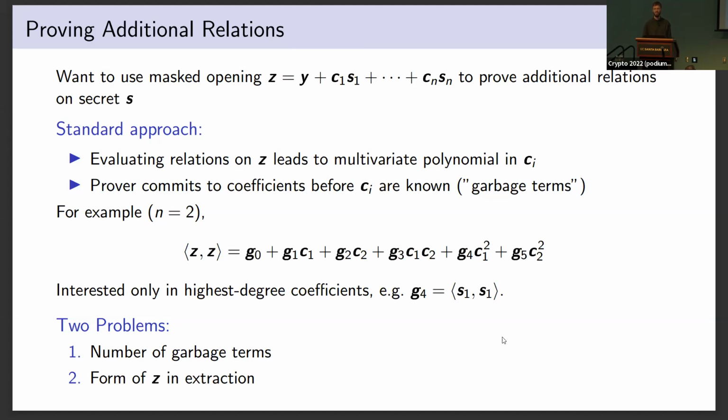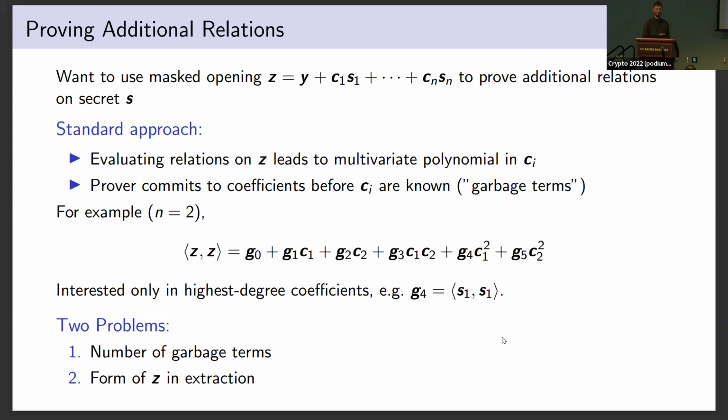So the prover can just compute this before knowing the c_i, and he can also commit to all the coefficients in this polynomial. And then in the verification, the verifier checks that this polynomial evaluated at the actual challenges is correct. And then this gives some probabilistic proof. So for example, to give some examples: in the case where n is equal to 2, so we only have two secret vectors s_i, and we want to prove the scalar product of s_1 with itself.